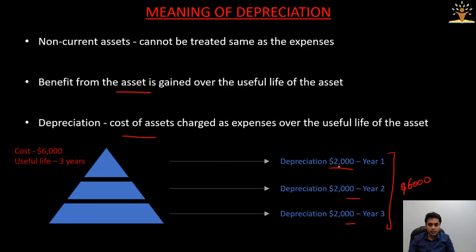Now, in year 1, 2,000 was the annual depreciation for that year. In year 2, another 2,000 was the annual depreciation for that year. Same way for year 3, annual depreciation was 2,000.